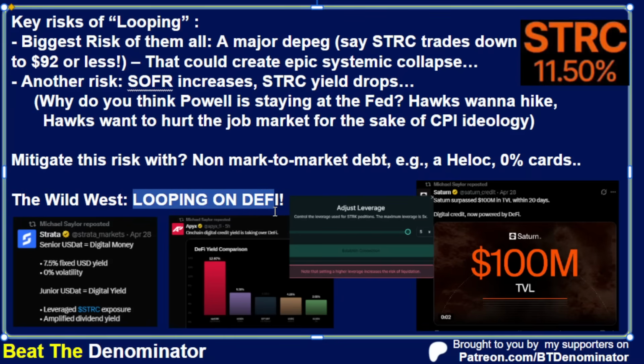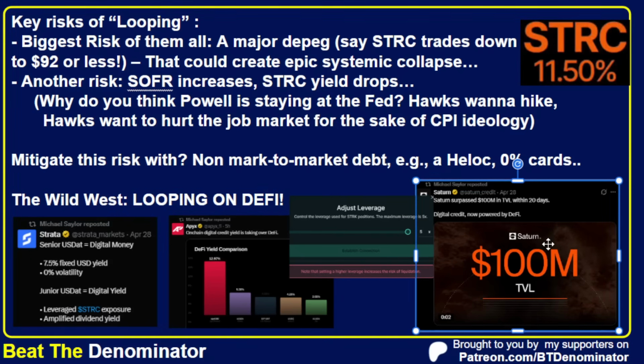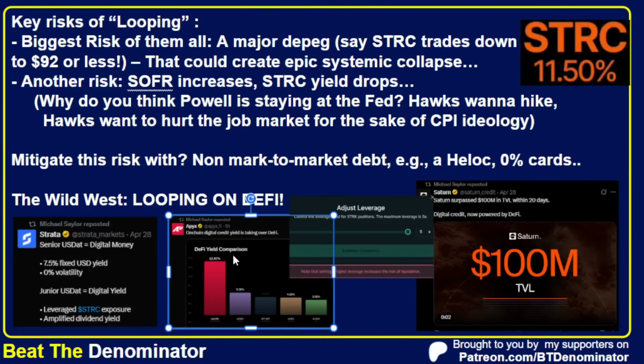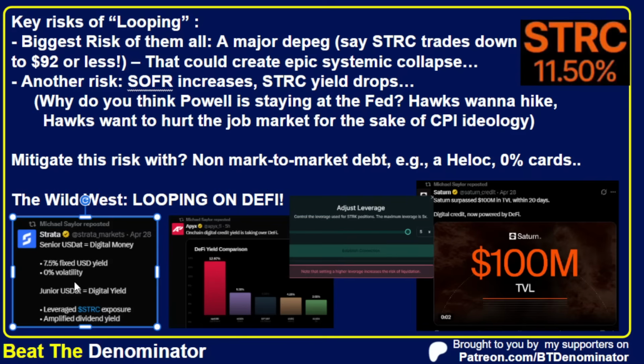Looping on DeFi. So looping on DeFi, you can see that there's a lot of demand. Saturn being the second biggest, Stretch on DeFi. APYX is the number one. APYX has more than that. Saturn reaching 100 million, by the way. So a lot of people are seeing a lot of benefits on this because then they can leverage it on the DeFi sector, right? And you can see APYX 12.9% because they own a little SATA in there. Strata, this one seems to strap the volatility, so this one may be on the lower end of risk.